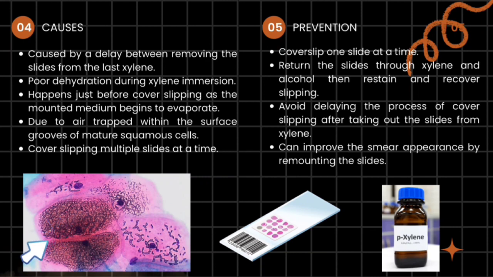First, cover slip one slide at a time. Next, return the slides through xylene and alcohol, then restain and recover slip. You should also avoid delaying the cover slipping process after taking the slides out of xylene to avoid any evaporation. We can also improve the smear appearance by remounting the slide.